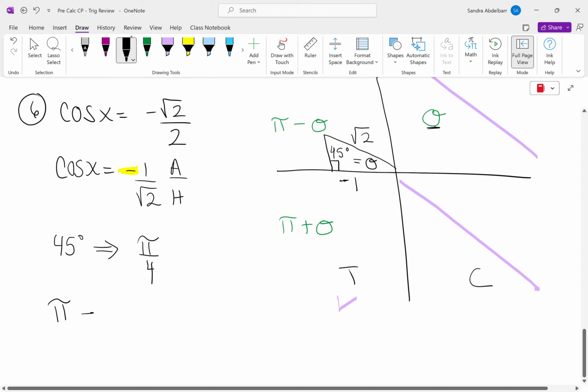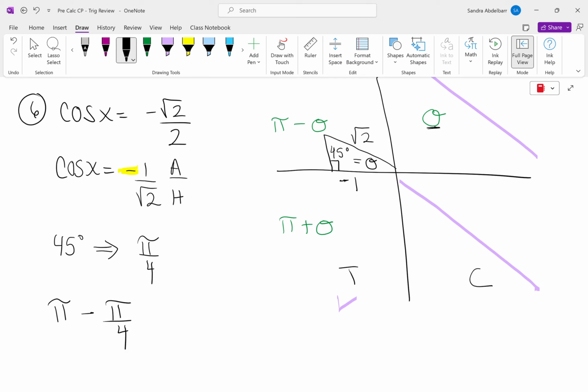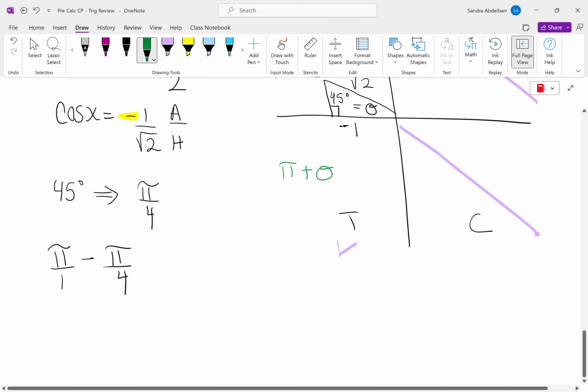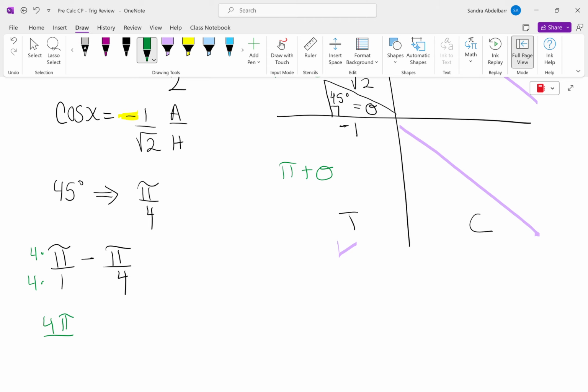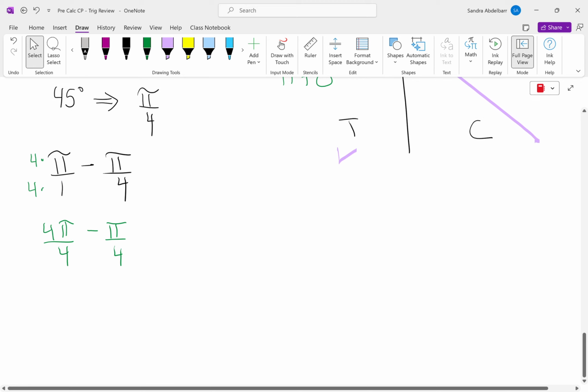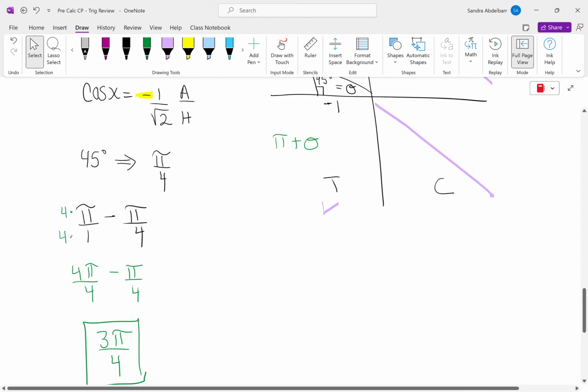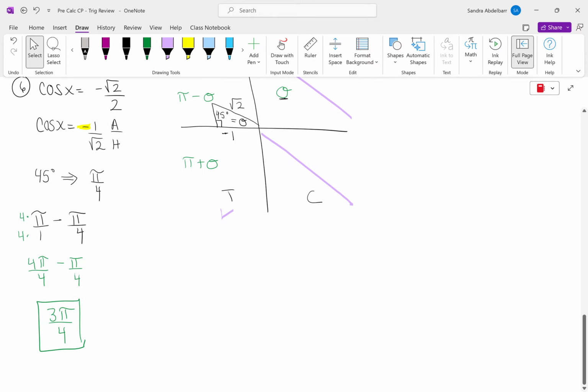So to find my answer in quadrant 2, what do I have to do? Pi minus pi over 4. In order to subtract these, what must I create? A common denominator. So I multiply top and bottom by 4. So I get 4 pi over 4 minus pi over 4, which gives us 3 pi over 4. That's only one answer.